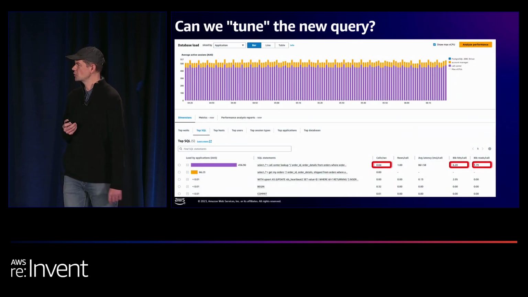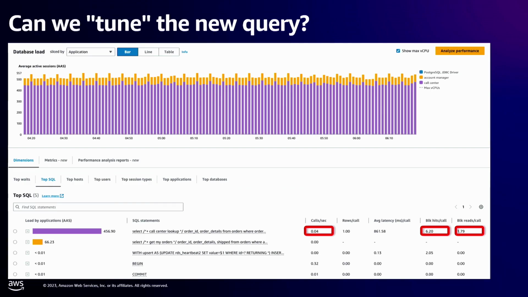All right, so the first question: can we tune the new query? This is probably the first question on any engineer's mind, right? That's what engineers do. Fortunately, Performance Insights does provide SQL statistics that you can use to evaluate whether your queries are performing or underperforming. But the bad news here is that the numbers we're looking at are quite small. What this means is that this query is probably as efficient as it can be, right? So no major improvements there.